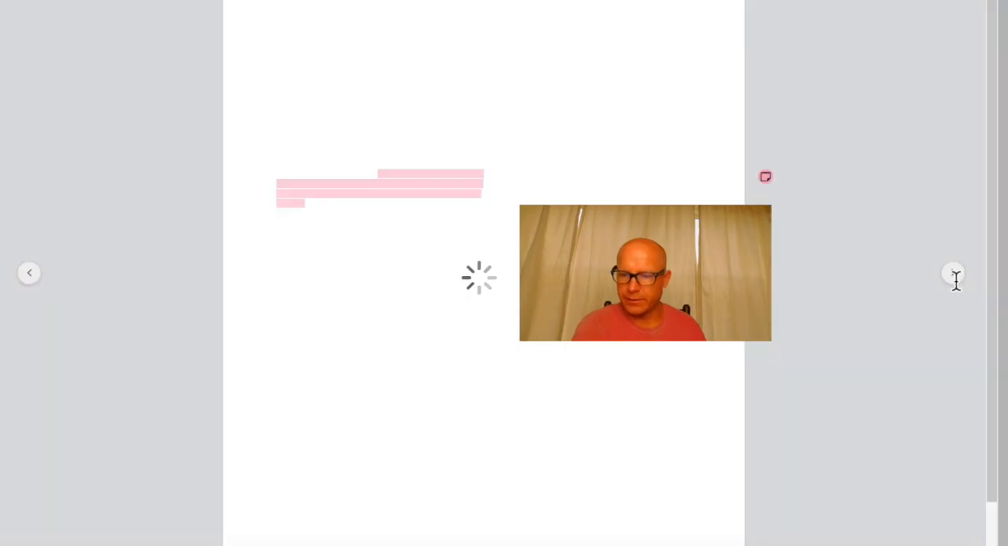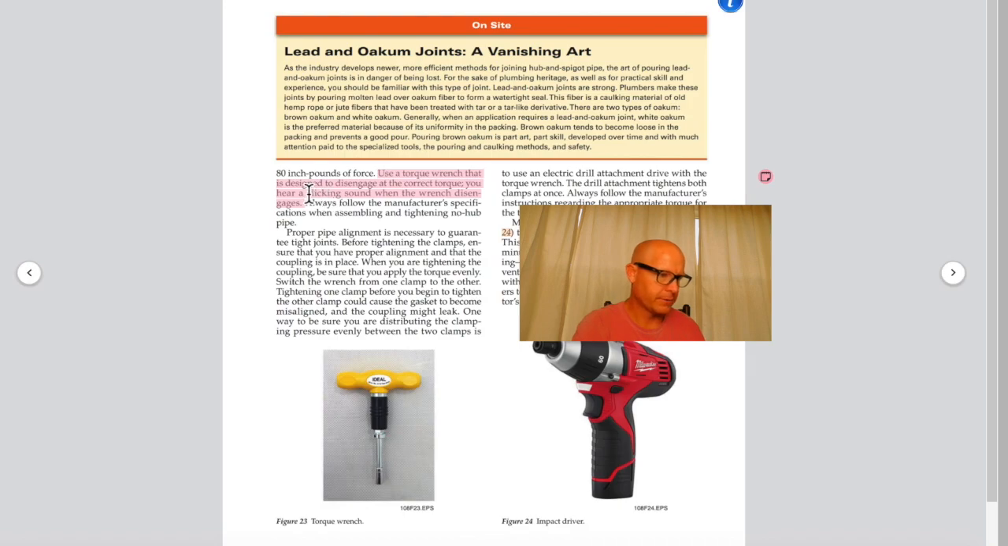And when using that torque wrench, right here is the torque wrench, you know that if it's set to a designed pounds of force to torque out, once it reaches that torque, it will make a clicking sound and it will just give way, so you know you've reached the appropriate torque on that fitting. Just remember the clicking sound on the torque wrench, and I think you'll do all right.